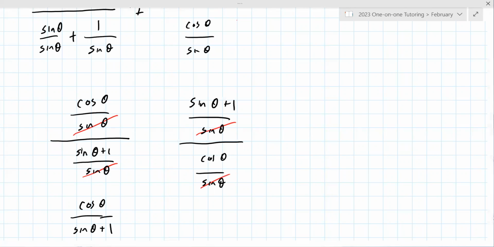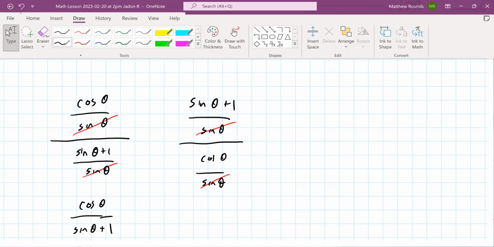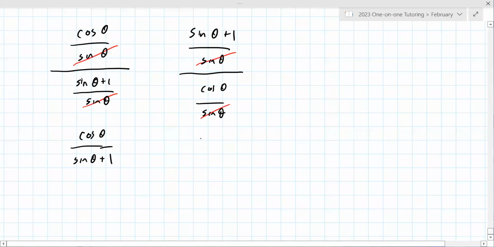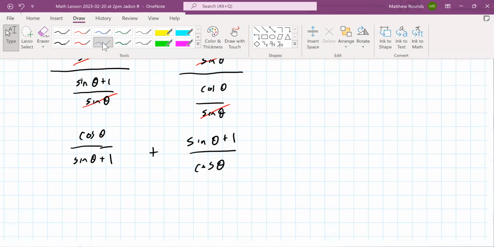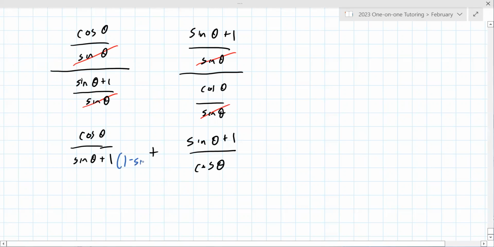And in some ways, this isn't any better than what we started with, but it is sine and cosine, which I guess we're a little more familiar with. So sine theta plus 1 over cosine theta. And so the next thing I'm looking at here is, I guess, we've got to make a common denominator, although I really don't like that, so I'm going to hold off on that. I'm going to multiply the left one by the conjugate. I guess we can get a 1 minus sine theta.